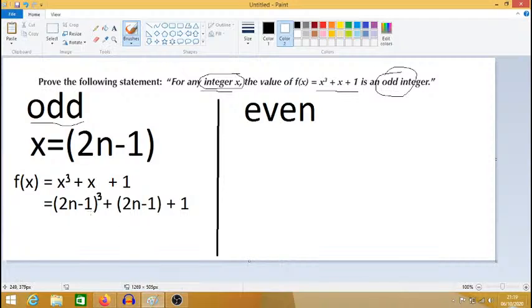And then you want to try and simplify that. So 2n minus 1 cubed plus 2n minus 1 plus the 1. If you want to work that out, you can share your answer with me in a few minutes.